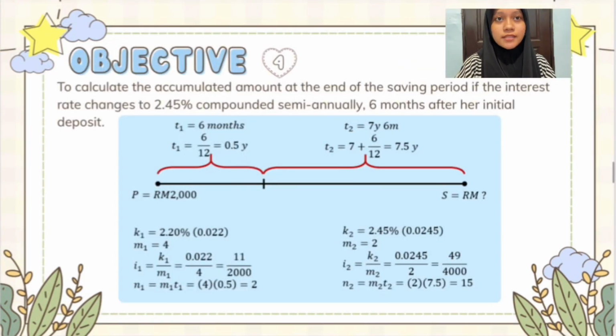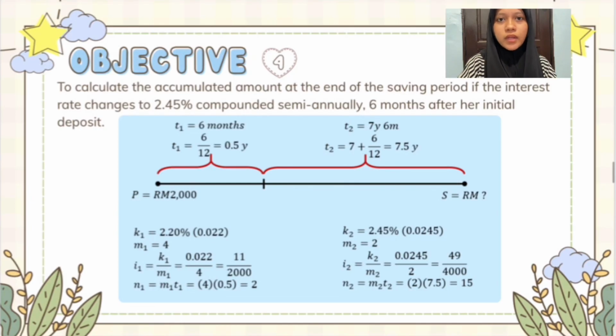In objective 4, since the interest rate changes to 2.45% compounded semi-annually 6 months after her initial deposit, we need to use a different timeline for this calculation. This calculation starts with a timeline from P until S. The first T, we have T1 equals 6 months. T1 equals 6 over 12 equals 0.5 years, while for T2, we have 7 years and 6 months. T2 equals 7 plus 6 over 12 equals 7.5 years. Our original T is 8 years.